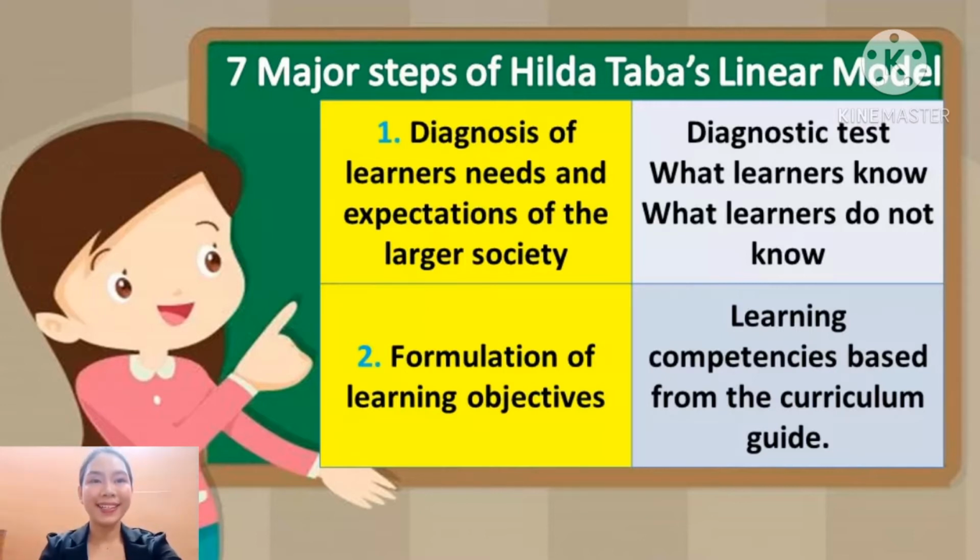First is diagnosis of learners' needs and expectations of a larger society. Diagnose of achievement, students as learners and curriculum problems to meet the expectations of society in producing competent learners. Second is formulation of learning objectives to add more knowledge and to enable them to perform skills which otherwise they would not perform, to develop certain understanding, insights, and appreciations.